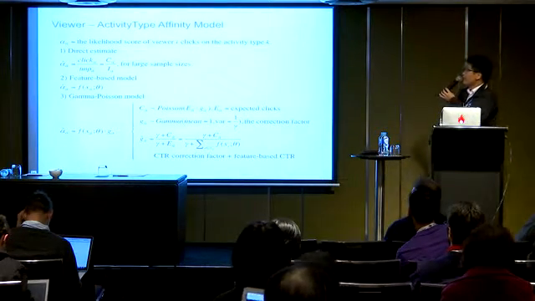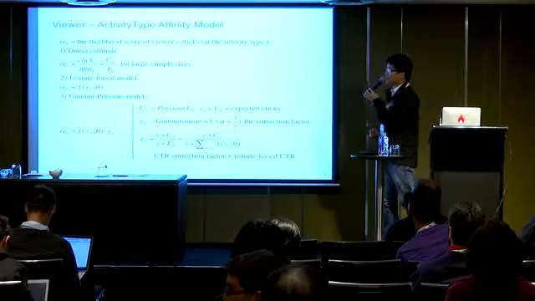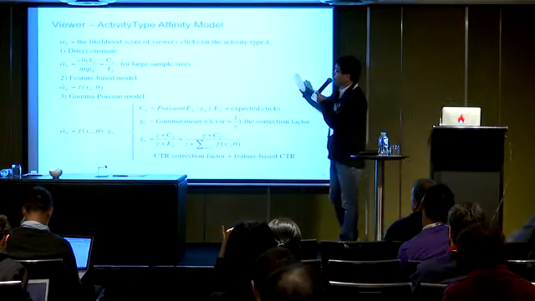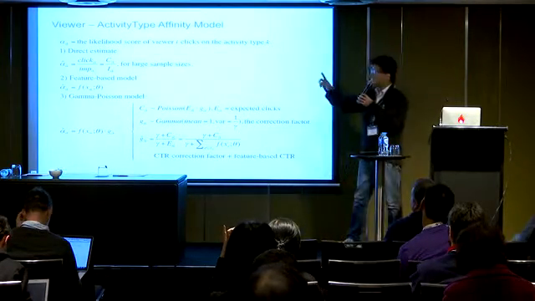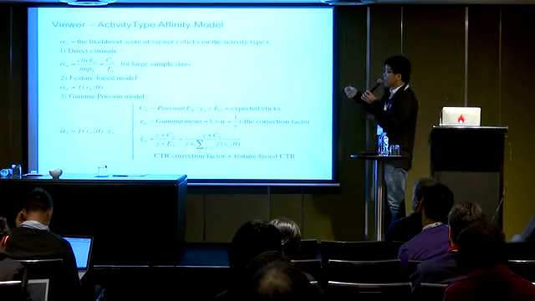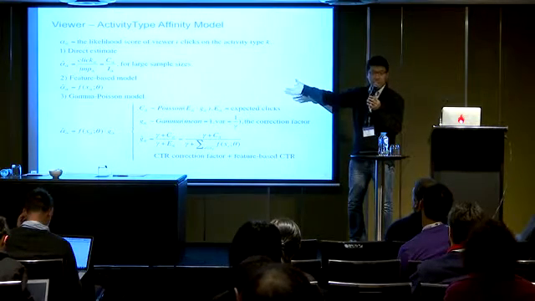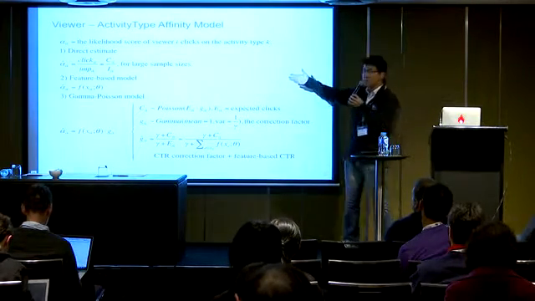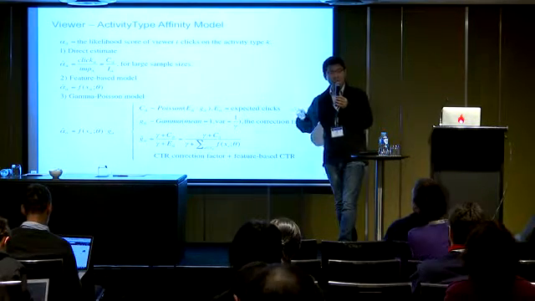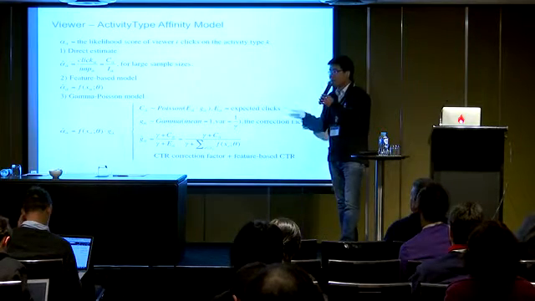For the viewer-activity type affinity model, the idea is to compute a score s_ik, which is the likelihood that viewer i clicks on activity type k. Of course, with a large sample size, you can simply use the CTR to model this score, which is the number of clicks between the viewer and the type divided by the number of impressions between the viewer and the type. If the value is larger, then viewer i likes the type more.